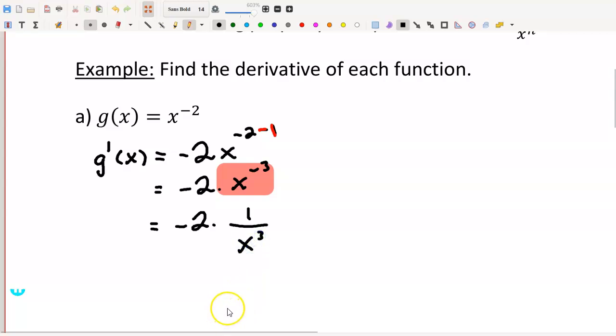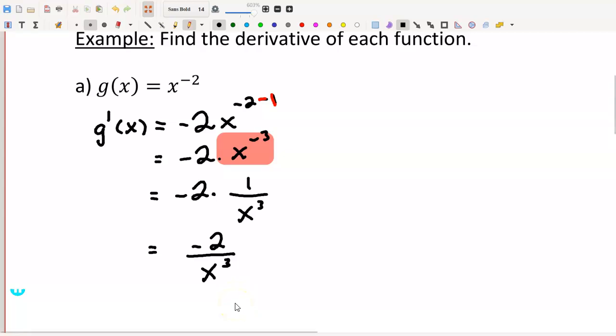So rewrite it as a positive exponent. And we could join these together, just multiply the tops together. So this -2 times 1 is just -2. And then the bottom is just the bottom. And that would be a nice, fully simplified version of this answer.